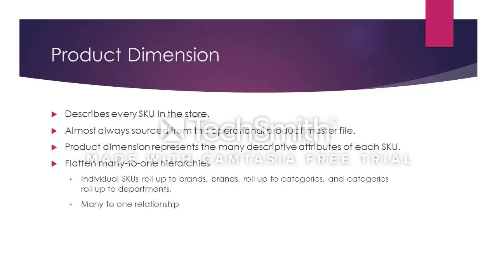Product dimension. The product dimension describes every SKU in the store, when accounting for different merchandising schemes and historical products that are no longer available. The product dimension may have 300,000 or more rows. The product dimension is almost always sourced from the operational product master file. Most retailers administer their product master file at headquarters and download a subset to each store's POS system at frequent intervals. Headquarters' responsibility is to define the appropriate product master record. The merchandise hierarchy is an important group of attributes.